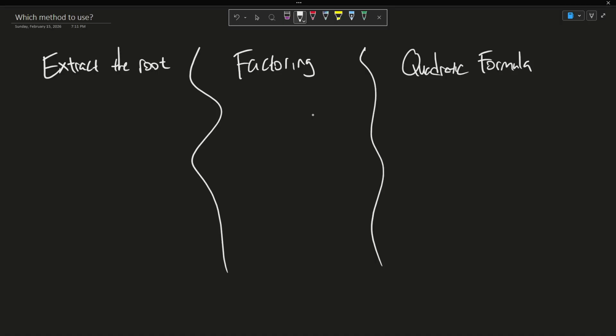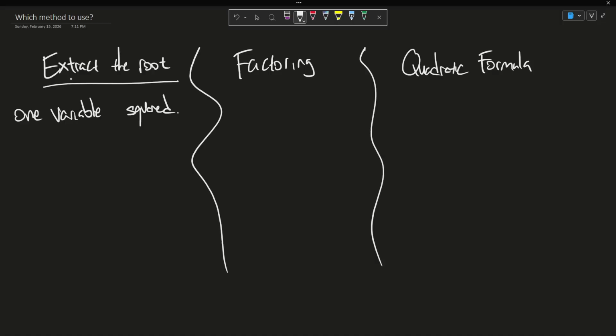So let's start with the easiest one, extract the root. Hopefully we remember that the key indicator for extract the root is that we need one variable squared. Because with algebraic equations that we're solving for, the variable, if I just have one variable, I could solve it. If I have 2 variables, I cannot solve. We must just have one variable.